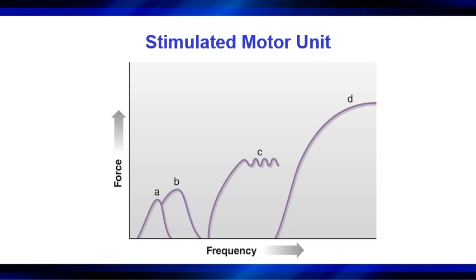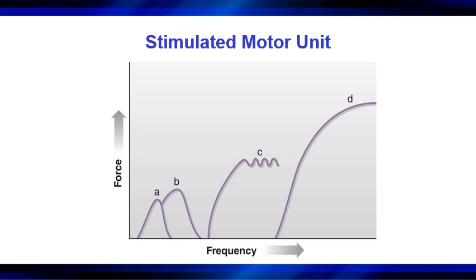Here we're looking at what happens when a motor unit is stimulated. I'm going to describe what's on the slide in general, and then we'll break down what we're examining. This little hill here represents a twitch contraction. B represents a summation, or twitch summation. C is unfused tetanus. D is a fused tetanus. When we're looking at this graph, we're looking at force versus frequency: how much force versus the frequency of stimulation as it occurs.